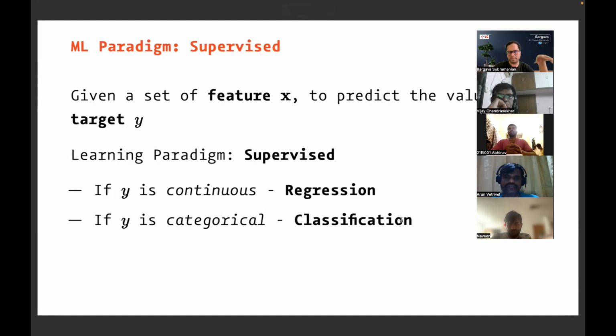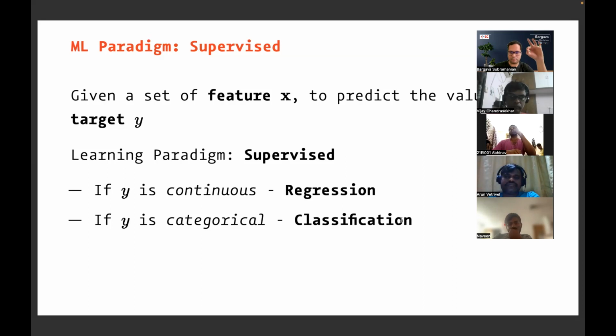It means that given a set of features, we also know historically what the y value was. Now we go and recreate the function that, given this value of x, gives me the value of y. That's what supervised learning is all about. Okay.